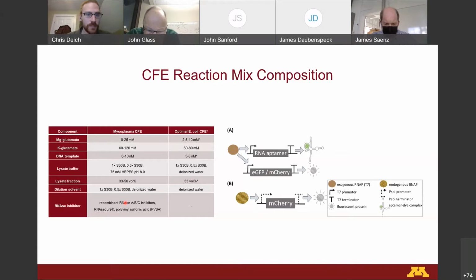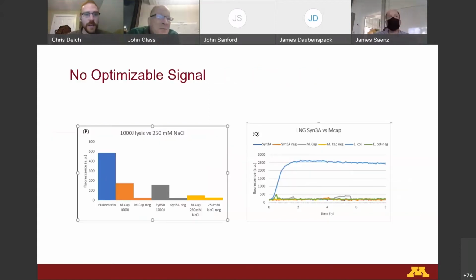We also, this is just a layout of the reporters: fluorescent aptamer, GFP or mCherry, basically used to see how functional our lysate was. And now we get to the actual data, and this is unfortunate, but we were not able to generate any optimizable signal. I have data here.